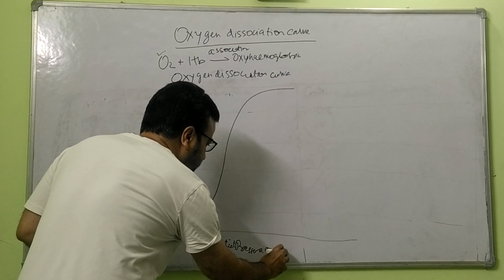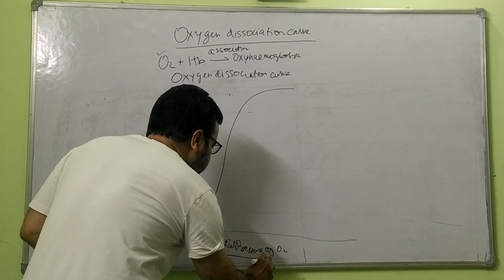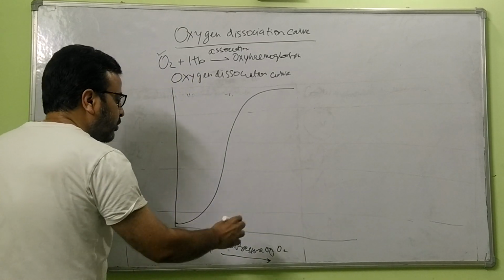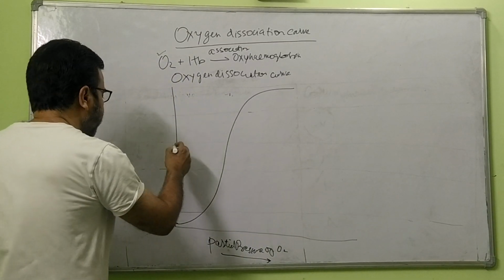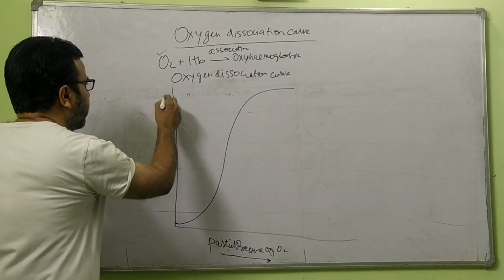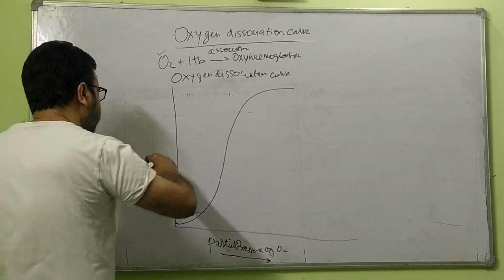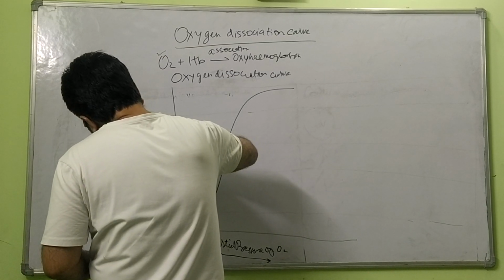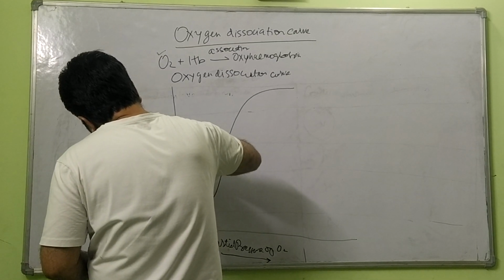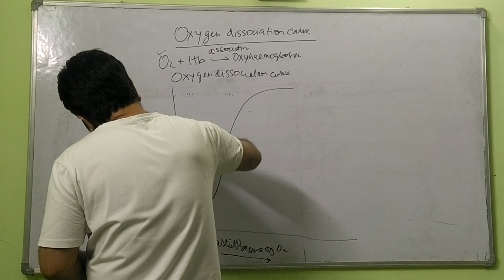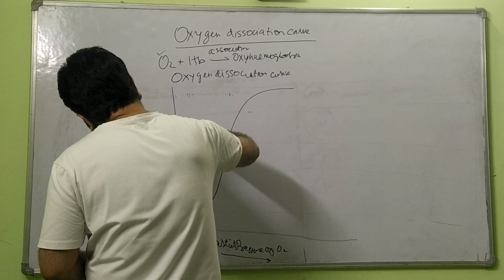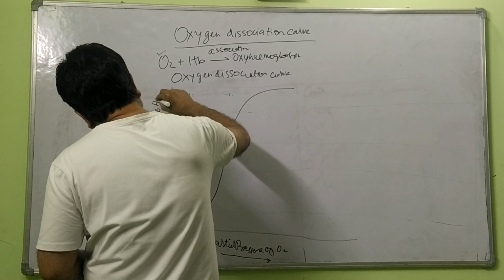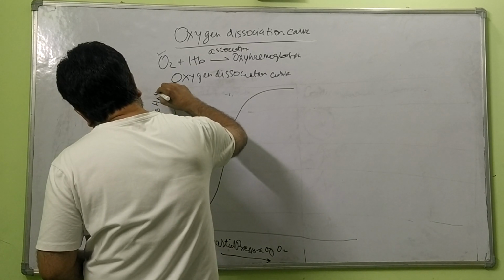of oxygen. So increasing partial pressure of oxygen on the x-axis from the origin, and from the origin towards the y-axis it is the percentage saturation of hemoglobin with oxygen.